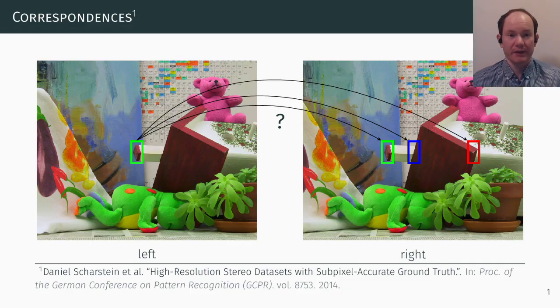If we want to estimate the scene structure from these two images of the Middlebury stereo benchmark, we need to establish correspondences. But which of the three colored patches is the correct one? Obviously the green patch is most similar, so how can we define this measure of similarity?